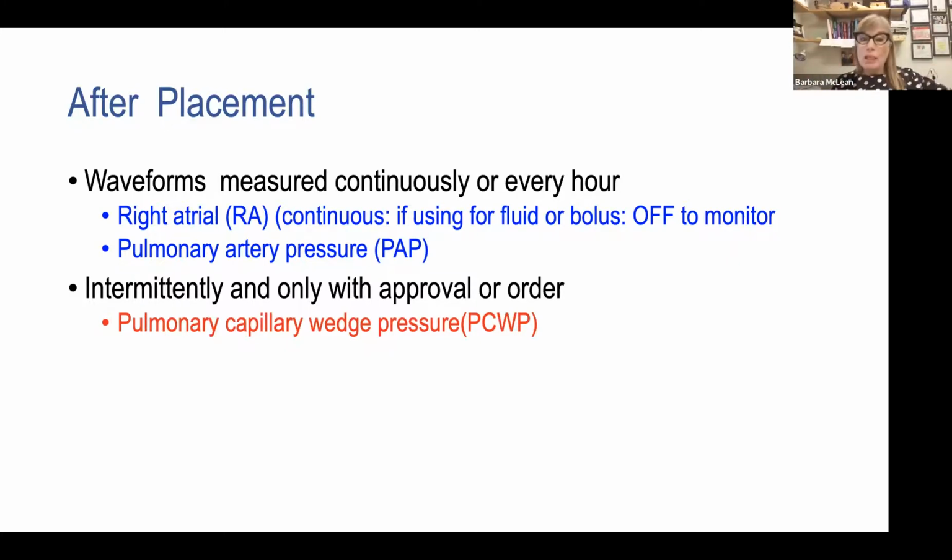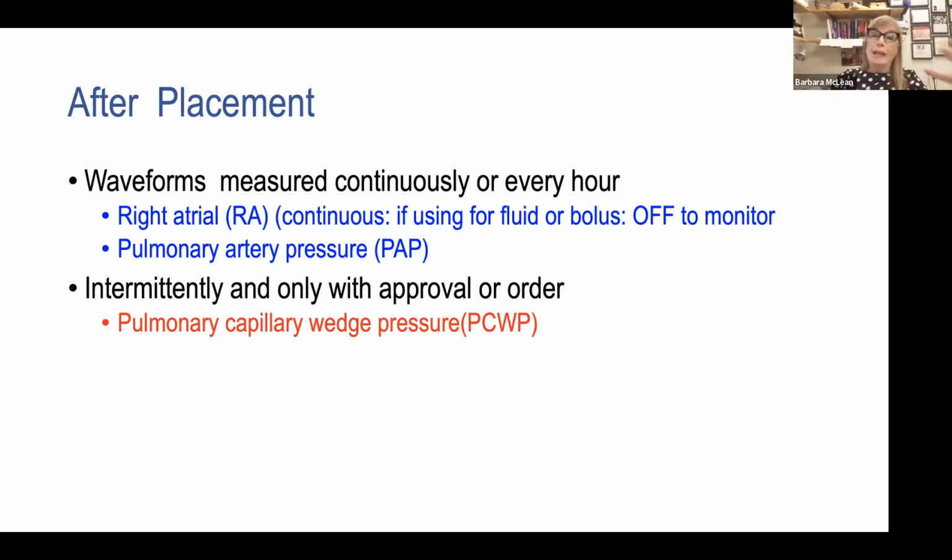Hopefully, the CVP right atrial, the PA, and you're going to monitor that continuously. If you have to give your patient fluid or bolus through that right atrial line, turn it off to the monitor, because otherwise you're going to be giving a signal that the patient's pressure is whatever pressure you're exerting to push the fluid in there. It could be 300 or 220.